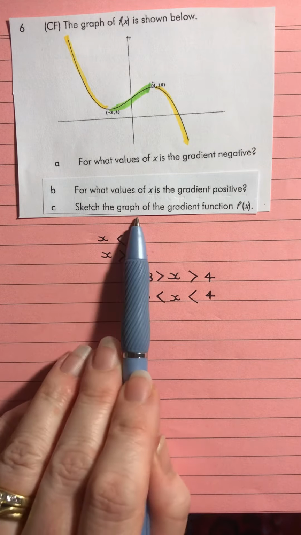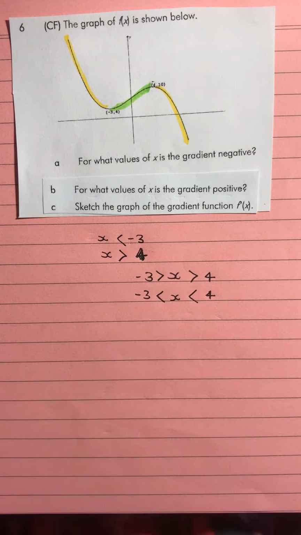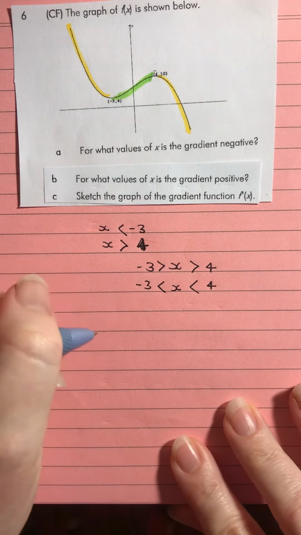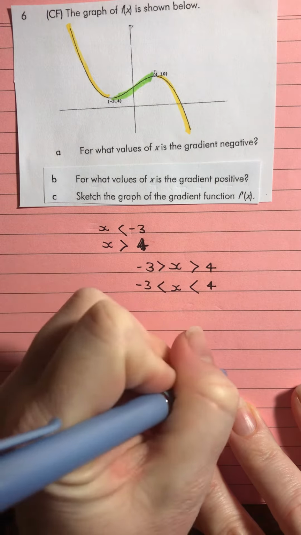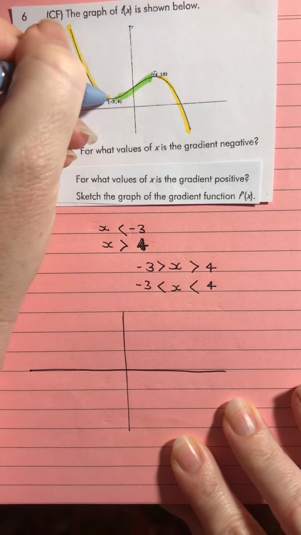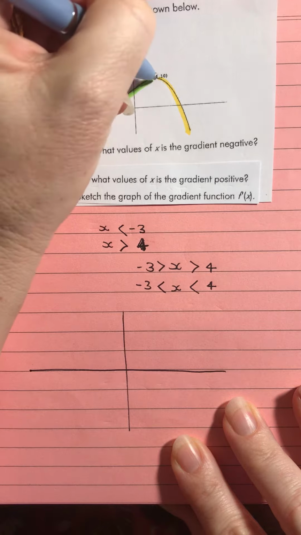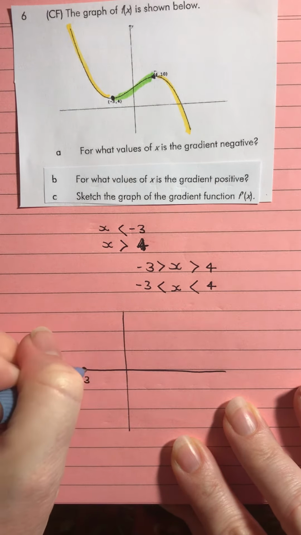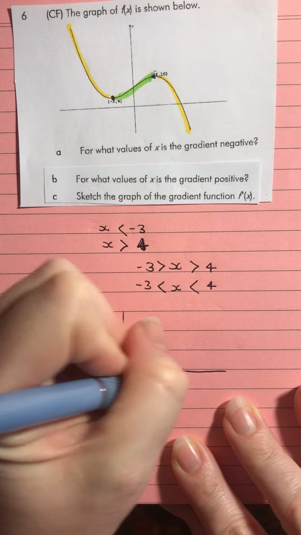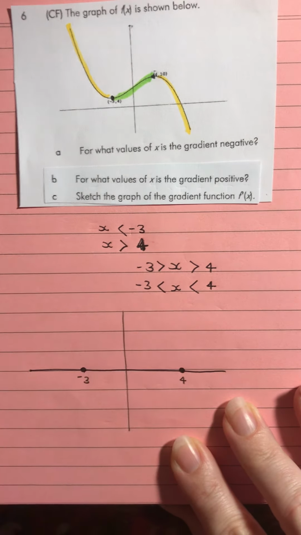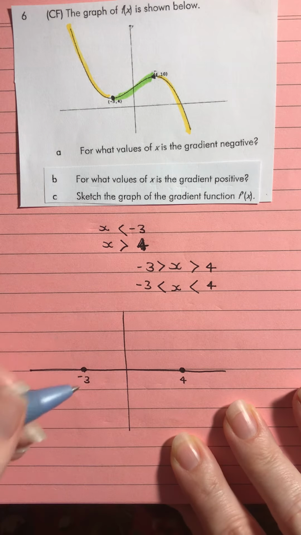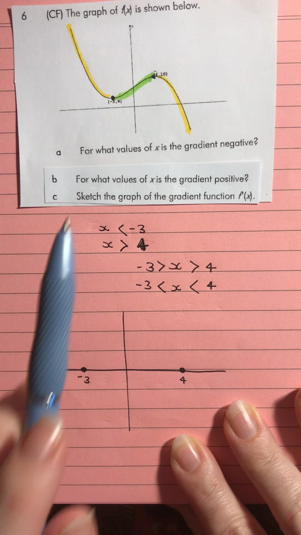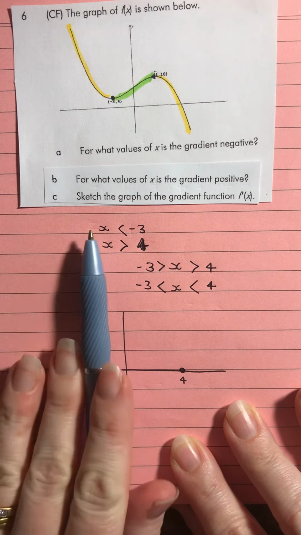Then we've got sketch the graph of the gradient function. So when I see a question like this, I know I'm going to look for stationary points first. So I've got my axes, I've got my stationary points here at negative 3, 4 and 4, 10. So at negative 3, I know that the gradient is 0, and at positive 4, I've got a gradient of 0.